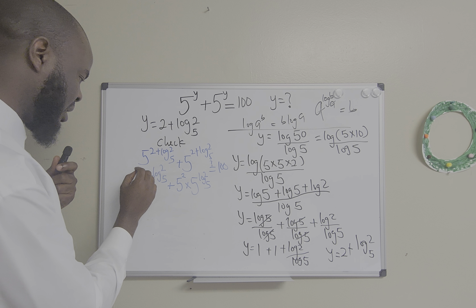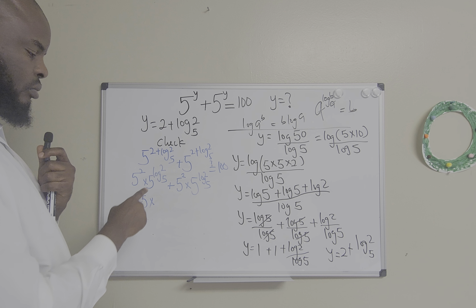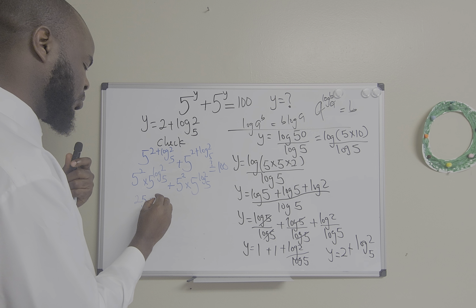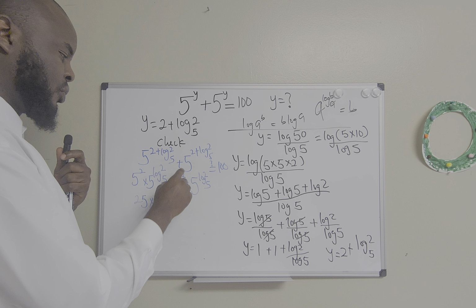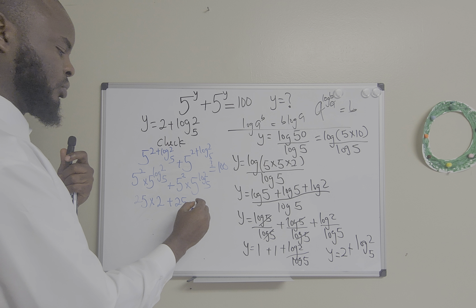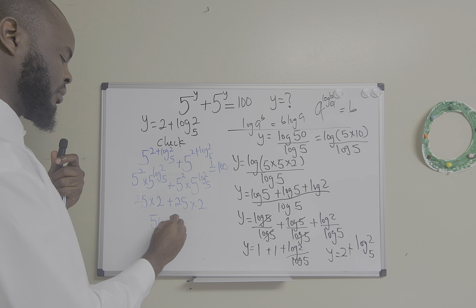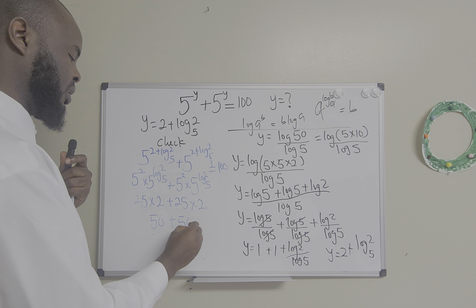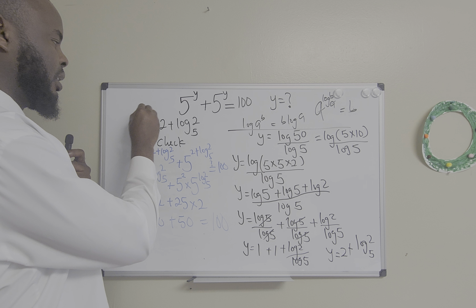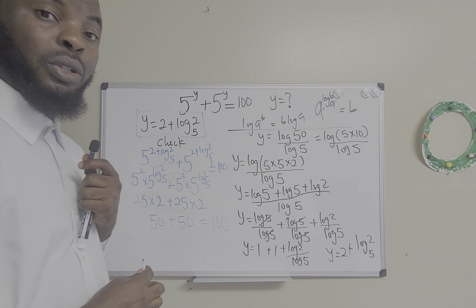So here, 5 to the power of 2 is 25. And this base is 5, so your answer is going to be 2. 5 squared here is 25. And this also you have 2. 25 times 2 is 50. 25 times 2 is 50. And you can see that this is equal to 100. So verily, our answer is going to be this. This is the only solution I can get for y.